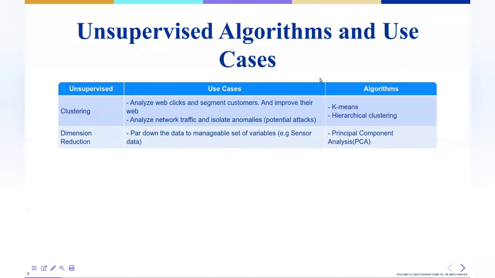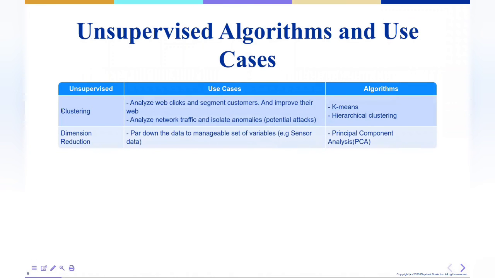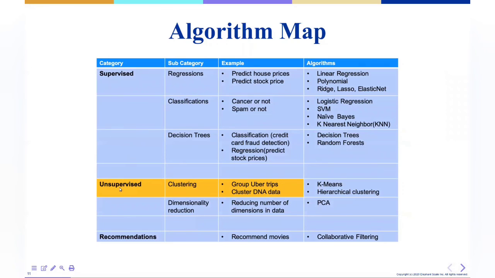Okay. So let's look at one use case, which is clustering. Remember, clustering is part of the unsupervised algorithms. We're trying to group data together. And here we're going to look at the k-means algorithm. So again, where are we? Unsupervised. We are looking at clustering, and we're going to look at the k-means algorithm.